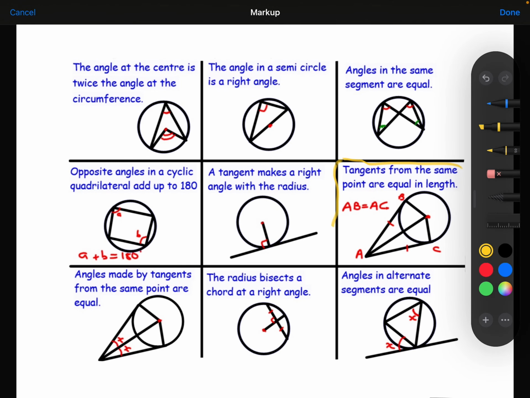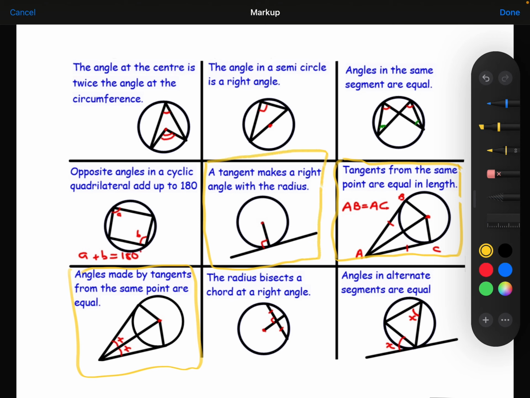Well, we know that tangents from the same point are equal in length, which means that these two angles are going to be the same. And we also know that a tangent makes a right angle with the radius. So we can actually use all three of these circle theorems in this case. The other one that's going to be useful for us to remember is that the angle at the centre is twice the angle at the circumference.